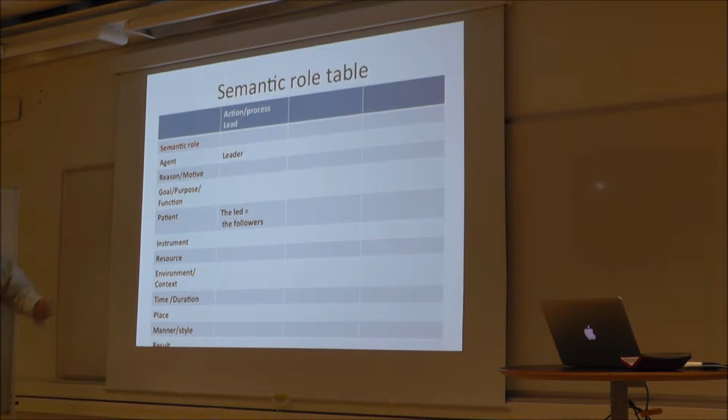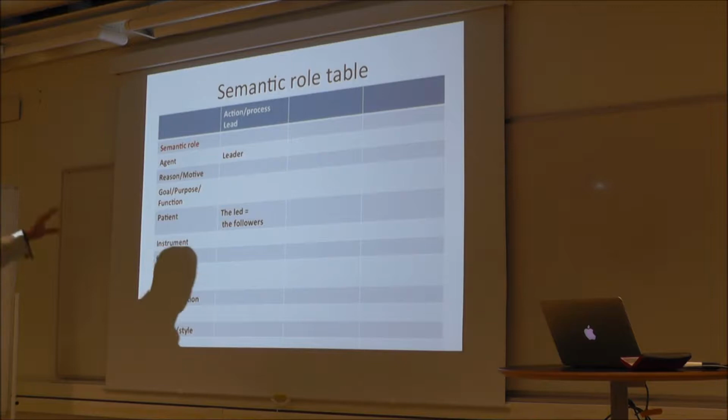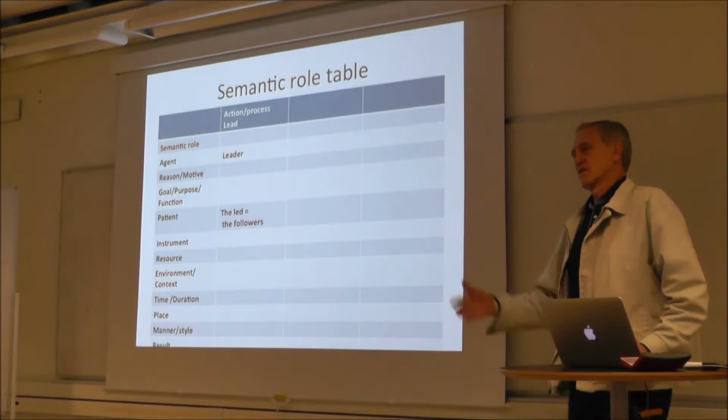Time, duration is how long the time lasts. Place, manner and style, as we'll see, they are hard to distinguish. But in one of your textbooks, you'll see that there's some person there who knows how to distinguish them. I'm not sure they do, but they think they do. They're hard to distinguish. And then result. So there are actually other roles one could think of, but these seem to be fairly relevant for discussing leadership.